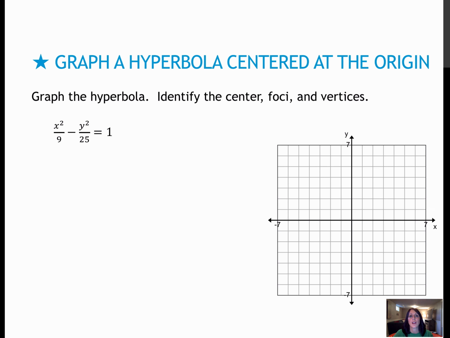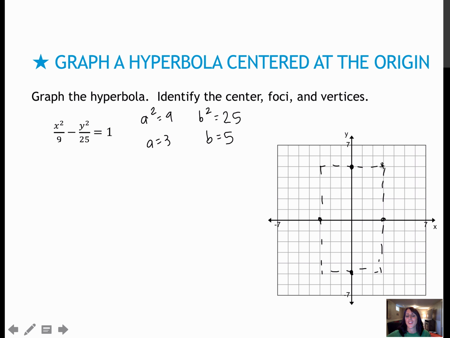Here's one for you to try on your own. So try this question, then press play to check your work. So again, I'm looking at an a squared value of 9 and a b squared value of 25, which means a is 3 and b is 5. If you want, you can go ahead and start plotting those points. Again, the a would go on the x-axis, so I'm going 3 units here. I'm going 5 units here. And that's how I'm drawing in the box. Do a better job than me on that.